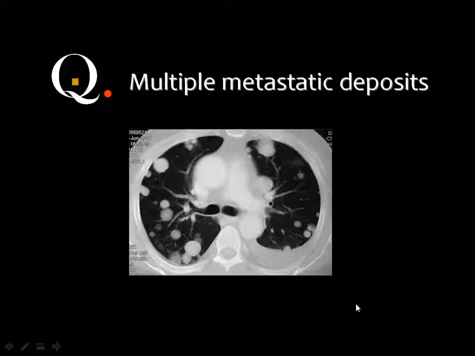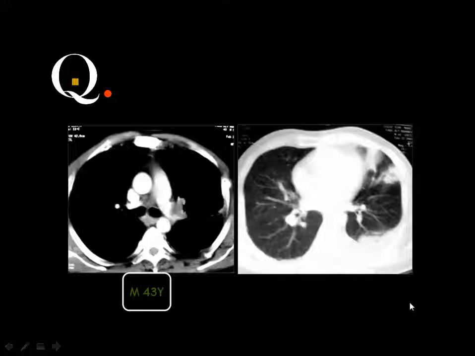These are metastatic deposits. What do you think of this? Look at the tracheal bifurcation. This is the anterior segment of the left upper lobe. What do you think of this? And this is the superior segment of the right lower lobe. And this is also in the superior segment of the left lower lobe. And this is in the anterior segment of the left upper lobe. You consider the tracheal bifurcation. This is the anterior segment of the right upper lobe.